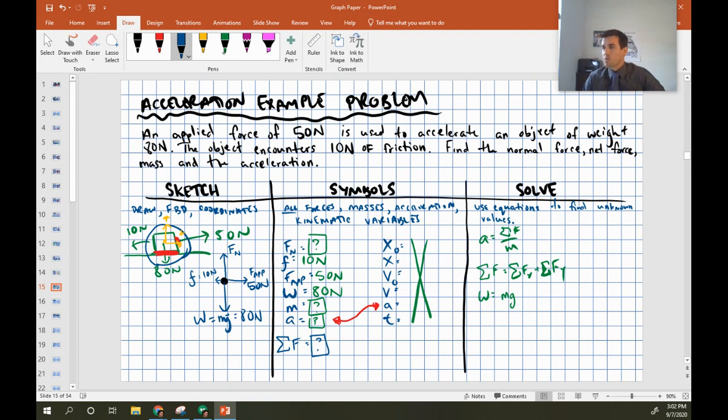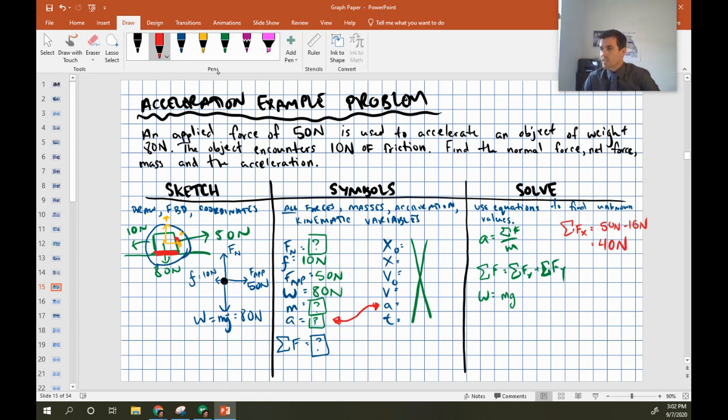Let's do the sum of the forces, I'll do it in red. Sum of the forces in the x direction is going to be 50 newtons minus 10 newtons, because you see that that 10 is going the opposite way. So I actually have a net force of 40 newtons in the x direction.